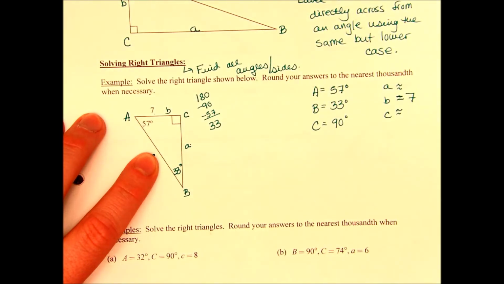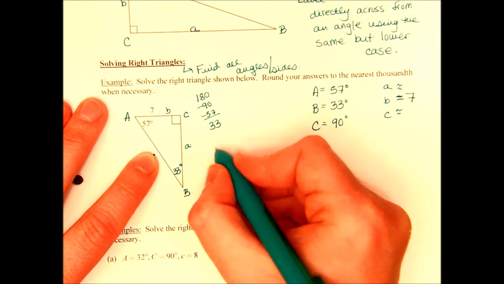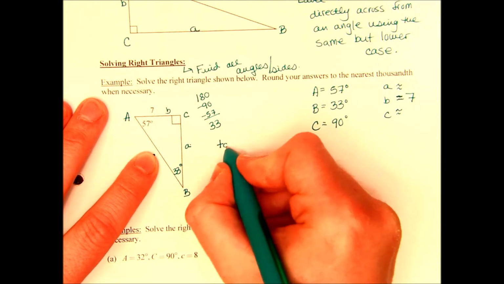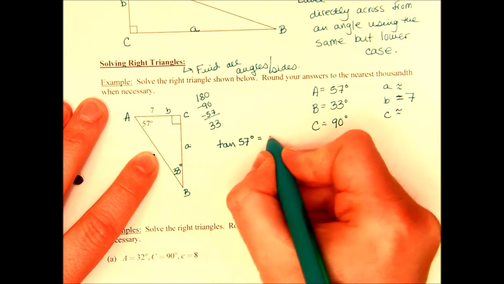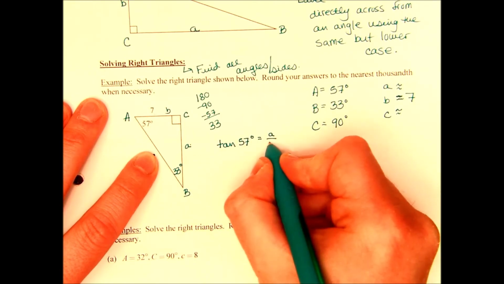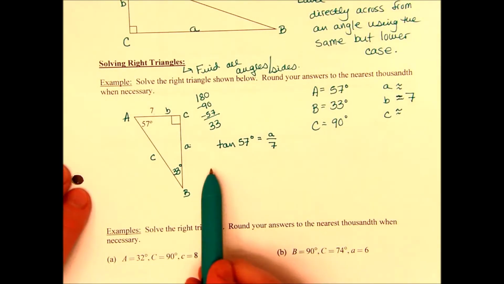So I want to make use of 57, the opposite, and the adjacent. Well, what trig function uses opposite and adjacent? That's the tangent. I'm going to write out a little equation that says the tangent of 57 degrees equals the opposite, little a, over the adjacent, which is 7. And I have an equation to solve. How do we solve this? Well, we need to go to the calculator.